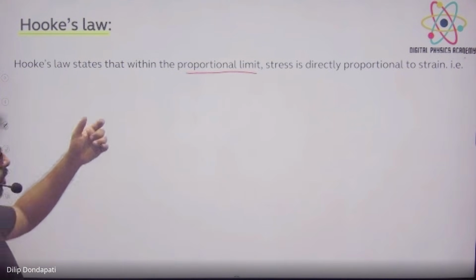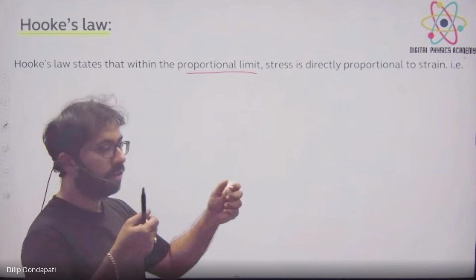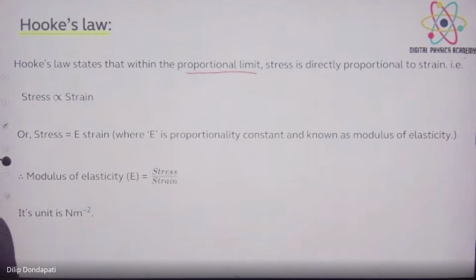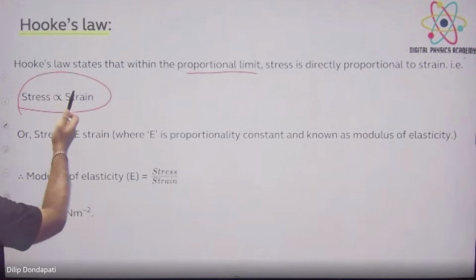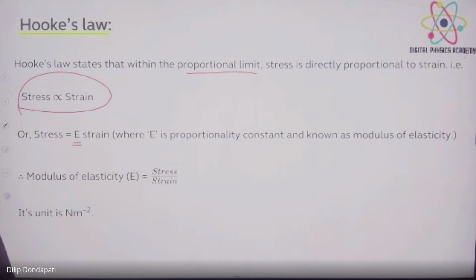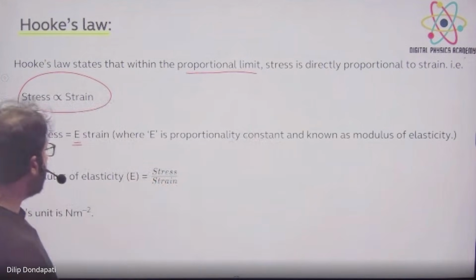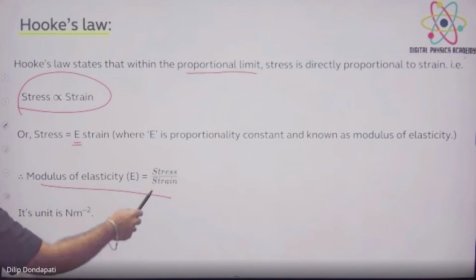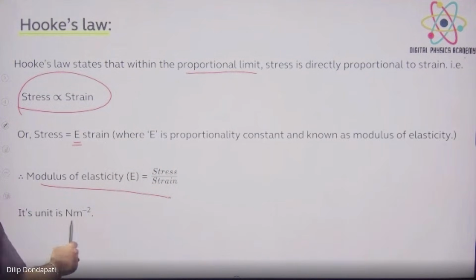But only up to the proportionality limit. Take a spring: up to the elastic limit, stress and strain have a direct relation. Now if I remove the proportionality, we get a constant, that is the modulus of elasticity. E is called the modulus of elasticity, and therefore the formula is stress by strain. Stress has units of Newton per meter square, and strain has no units. So Newton per meter square is the unit of modulus of elasticity.